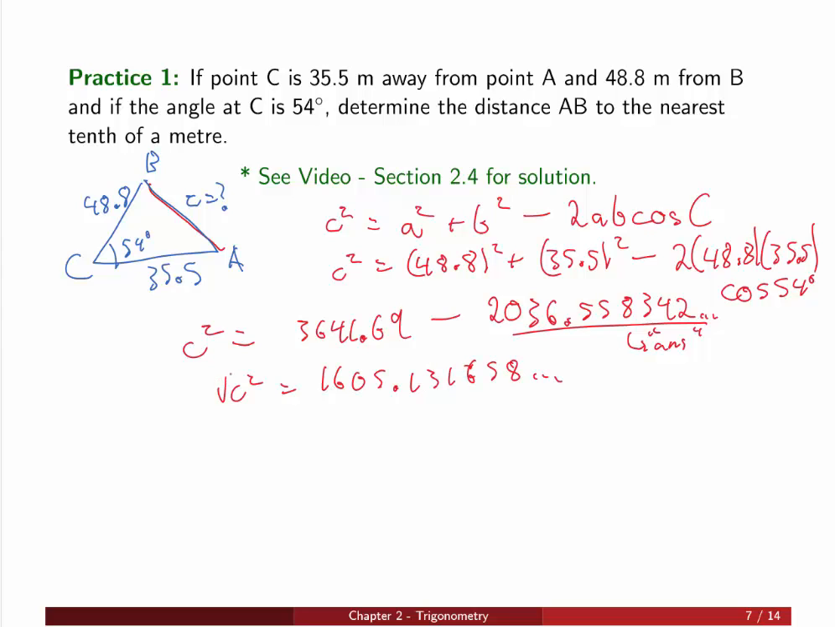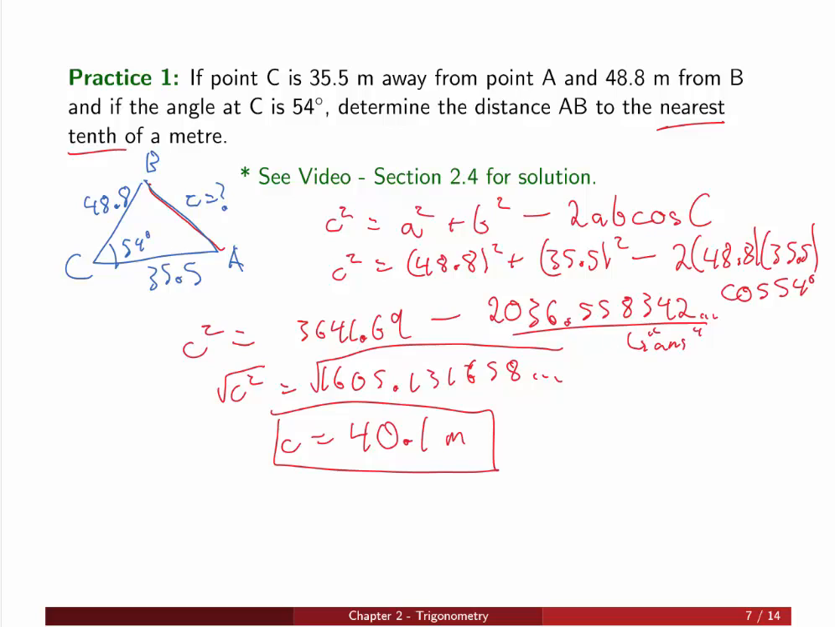I would not clear the calculator either at this point. I would take the square root of everything to give you your final answer of 40. We're looking for the nearest tenth of a meter, so that's one decimal place, and that's what it comes out to be. So don't worry too much about keeping all the precision here, but it's a good habit to get into. Okay, so that is how you solve for a side.